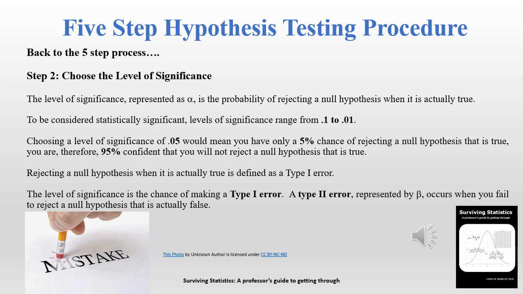Rejecting a null hypothesis when it is actually true is defined as a type 1 error. The level of significance is the chance of making a type 1 error. A type 2 error is when you fail to reject a null hypothesis when it's actually false. So, step number 2, choose the level of significance. For statistical purposes, the level of significance will range from 0.1 to 0.01.